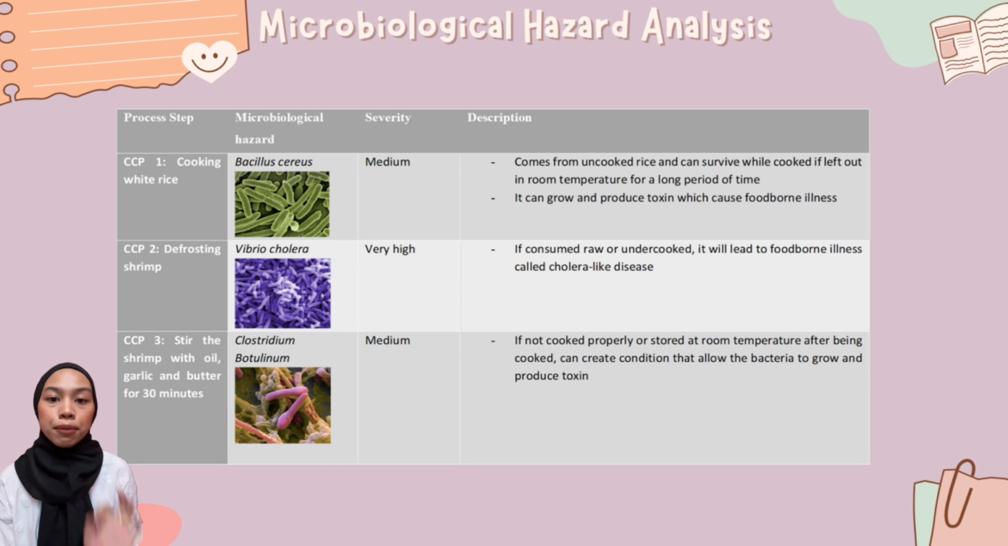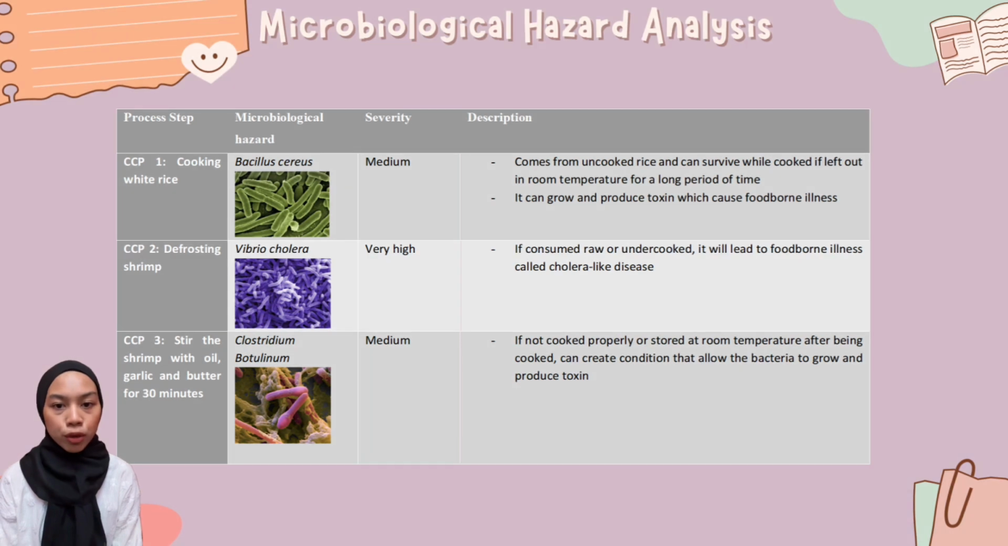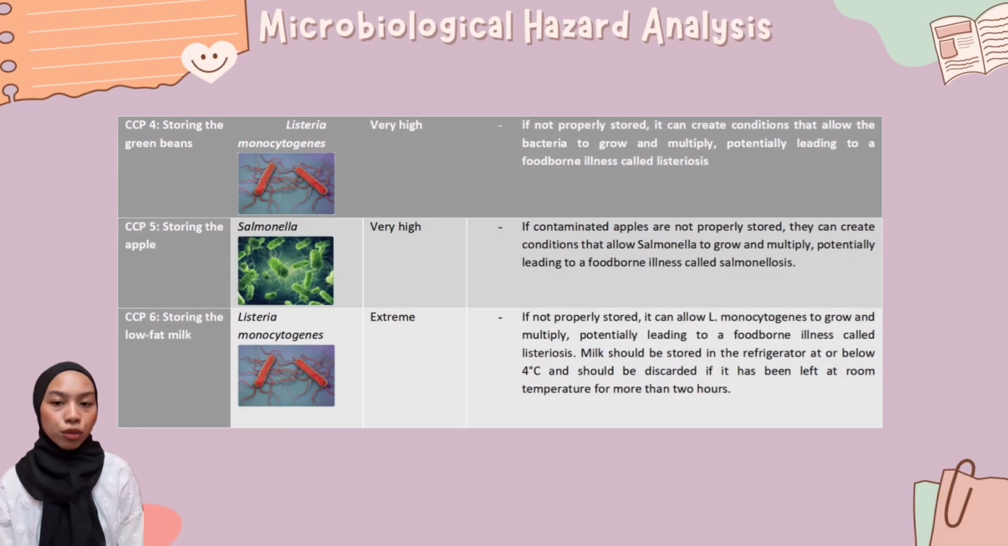For CCP3, the microbiological hazard is Clostridium botulinum with severity medium. If not cooked properly or stored at room temperature after being cooked, it can create conditions that allow the bacteria to grow and produce toxin. We move to CCP4, where we can find Listeria monocytogenes with very high severity. For CCP5, the microbiological hazard is Salmonella with severity very high. And lastly, CCP6, we can find Listeria monocytogenes with severity extreme. All of these items, if not properly stored, can create conditions that allow the bacteria to grow and multiply, potentially leading to a foodborne illness.